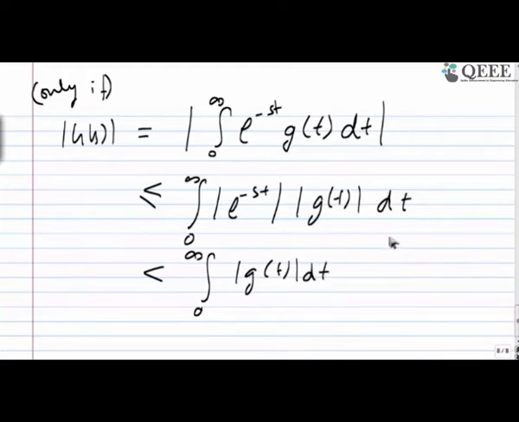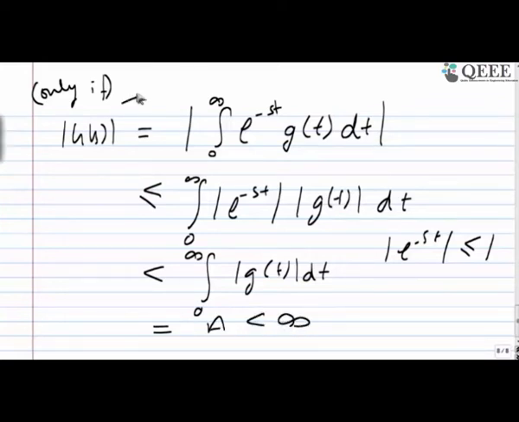Since we know that mod of e to the power minus st will always be less than or equal to 1 for the real part of s greater than or equal to 0. This will hold if I have the real part of s greater than or equal to 0. And if my system is asymptotically stable, this is equal to A, which is a finite number.